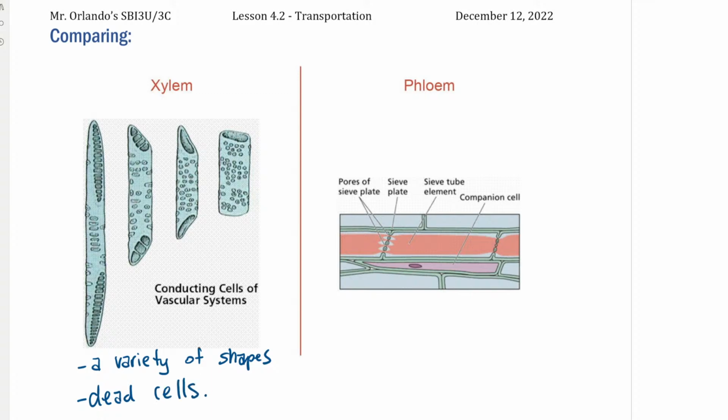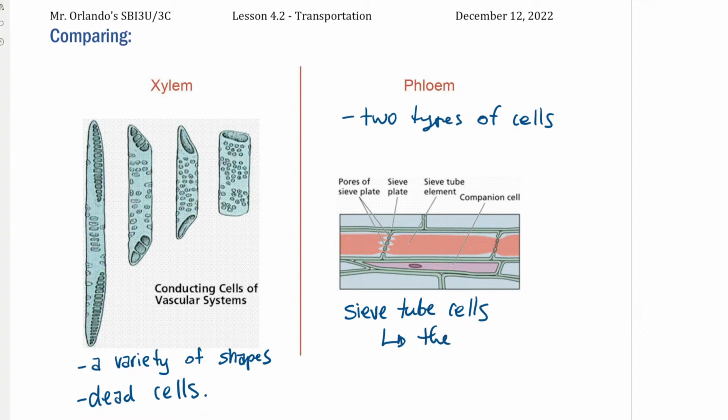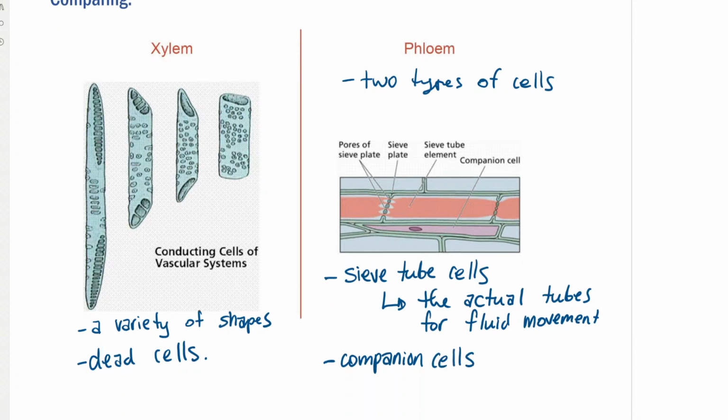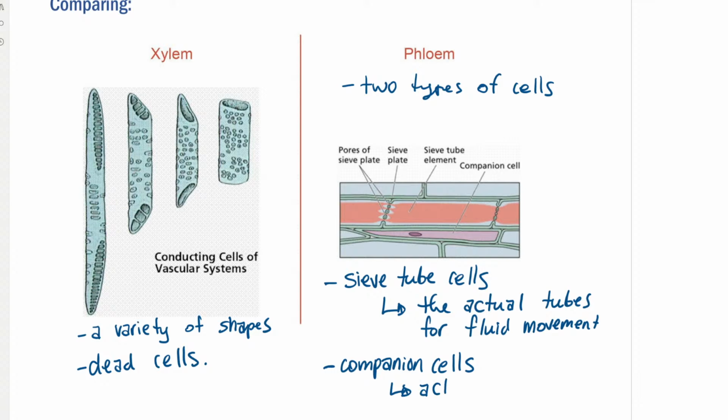On the other hand, if you look here, phloem is actually two types of cells together. We have the sieve tube cells, which are exactly what they sound like, the actual tubes that fluid moves through. And we have what are called the companion cells, and these do the active pumping of material.